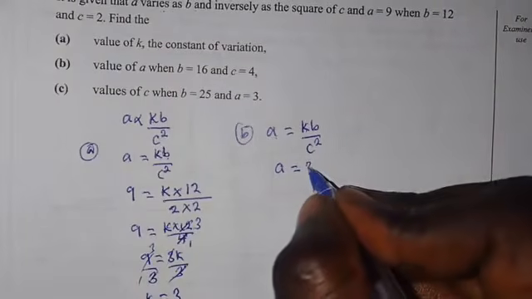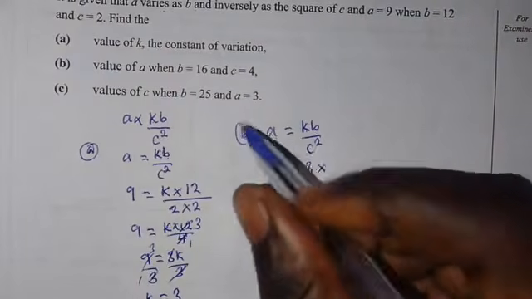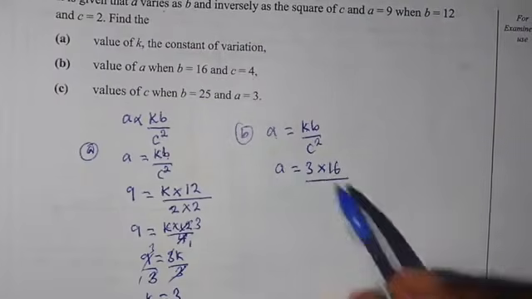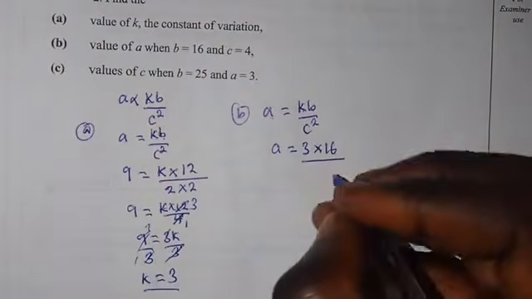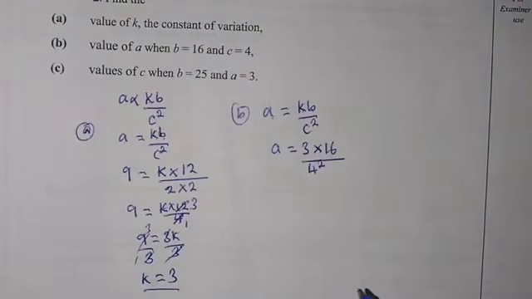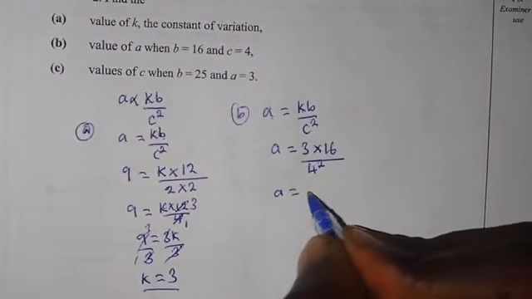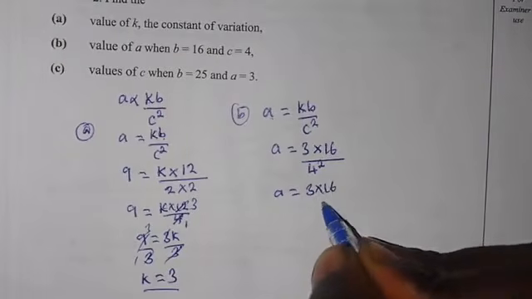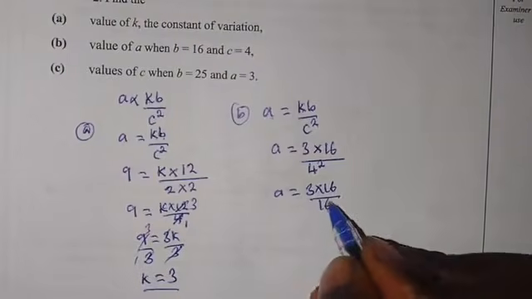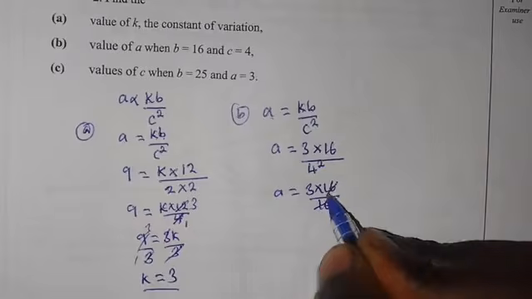Okay, so 3 times B is equal to 16 over C, which is equal to what? To 4. So it will be 4 squared, because the C is squared here. So this will give us A equal to 3 times 16 over 4 squared, meaning 4 times 4, which is also 16. So we can cancel this 16 here, 1, and this 16 here, 1.